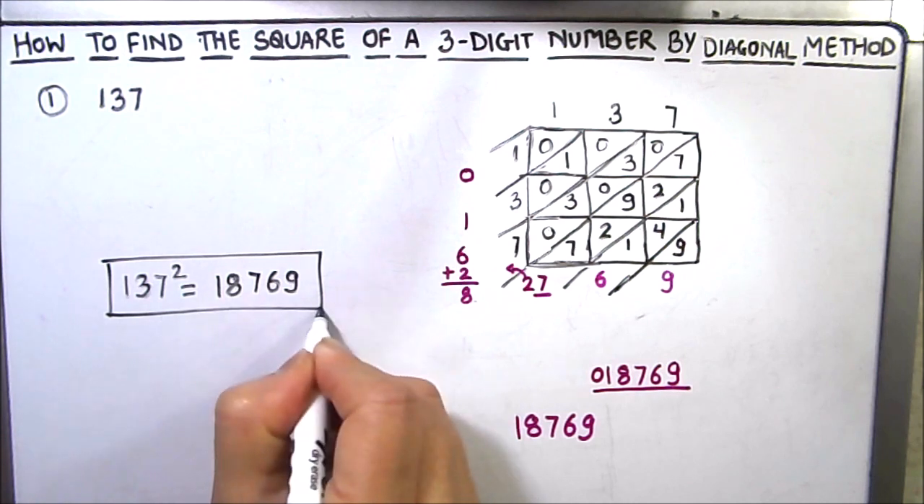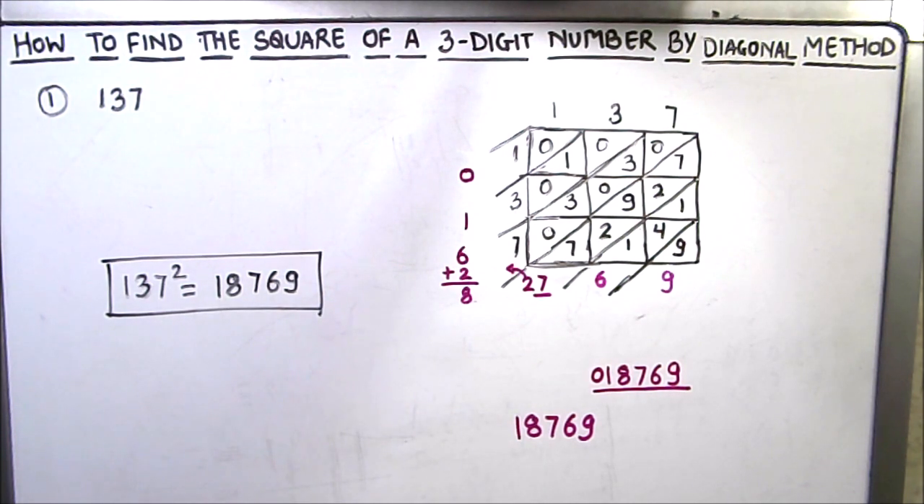We'll box the answer. So let's take one more example where we'll take a bigger number. Let's take 689.